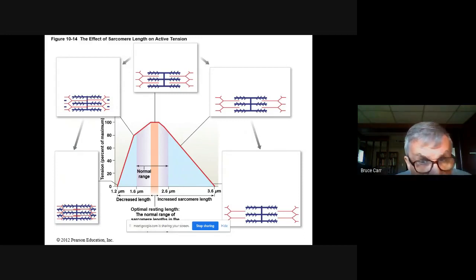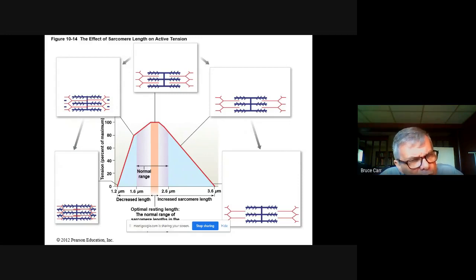Likewise, when you're stretching a sarcomere out, this is especially important when you're actively using your muscles to their maximum level, it's very possible that you could stretch the sarcomere out, as you see on the right-hand side. If you overstretch the sarcomere, as in the lower right figure, you lose the ability to have overlap between myosin and actin, and consequently you lose the ability to form cross bridges. So you can see the red line, the tension drops way off.